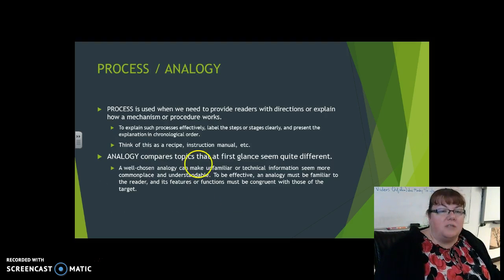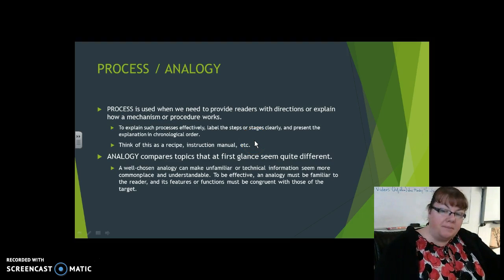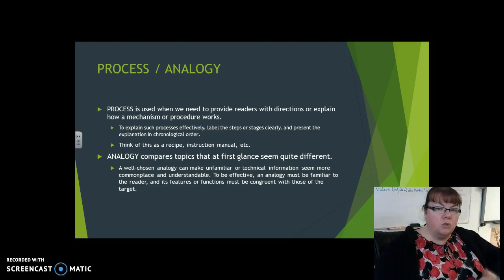Okay, the next one we have is process and analogy. Process is used when we need to provide readers with direction. So this is a recipe, this is an instruction manual, this is step-by-step steps that they're going through to do something. And it's usually in chronological order.